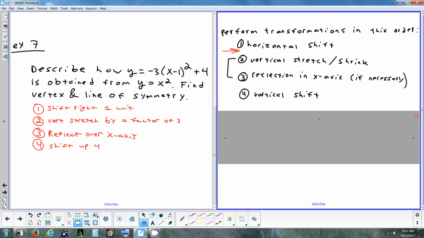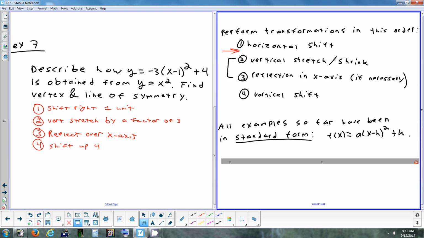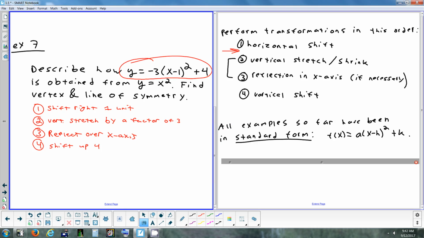Okay, we didn't do some of the horizontal stuff. We could have done a horizontal reflection, could have put that in there. And we also could have dealt with a horizontal stretch, but we didn't put that in there either. So in order to do this, we're assuming that our example is written in what we call standard form. It's written like that, where you can clearly see the A, the H, and the K.